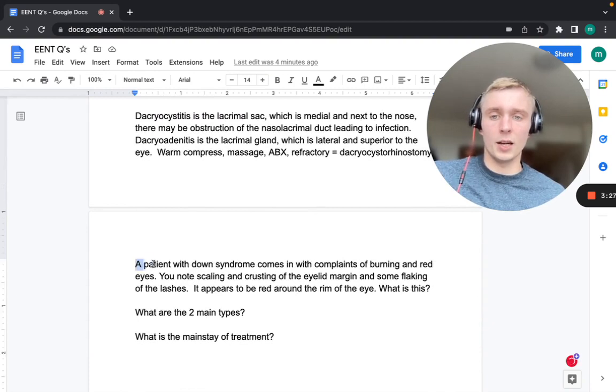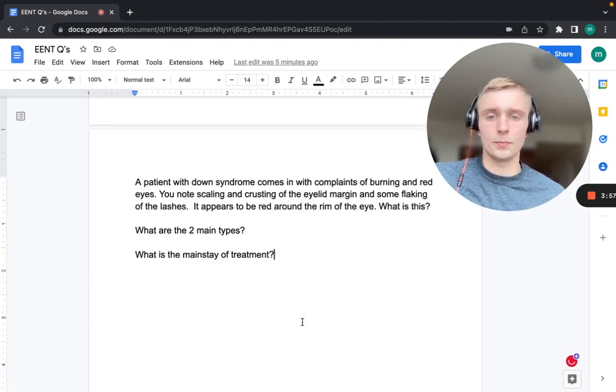Next one is a vignette. A patient with Down syndrome comes in complaining of burning and red eyes. You note scaling and crusting of the eyelid margins and some flaking of the lashes. It appears to be red around the rim of the eye. What is this? So again, patient with Down syndrome, a risk factor. Burning and red eyes, scaling and crusting of the eyelid margin, importantly, with some flaking. What are the two main types of this condition? And what is the mainstay of treatment? So there's two main types, and the mainstay of treatment is what?